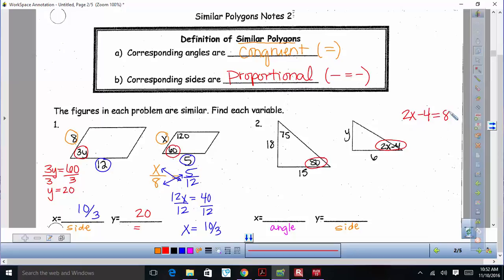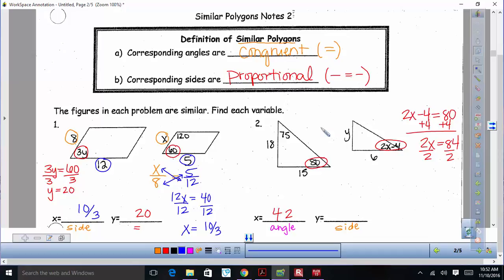Very good. 2x minus 4 equals 80 because angles are equal. So we are going to add 4 to both sides. That gives me 2x equals 84. Then to solve for x, we divide by 2, and x would equal 42. Very good.